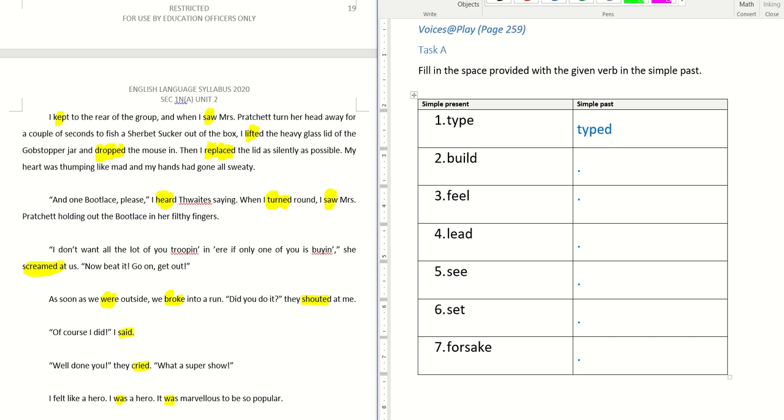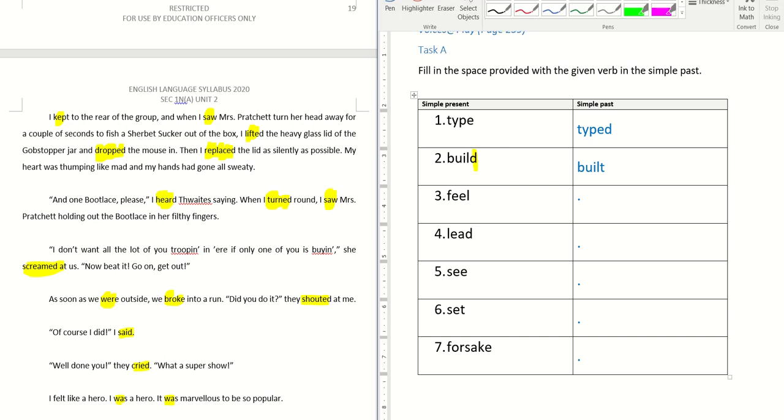Okay. Now the simple present word here is build. And for the simple past word, it will be a different spelling because it's an irregular verb. So how do you spell the word built in the simple past form? It would be B-U-I-L-T. Okay, make sure you actually remember that. I'm going to highlight it so that you know that is the difference.